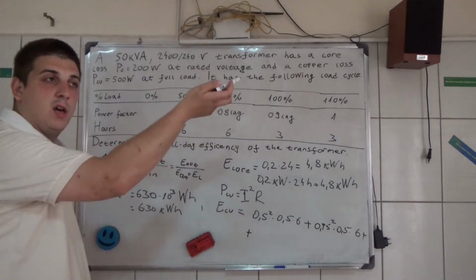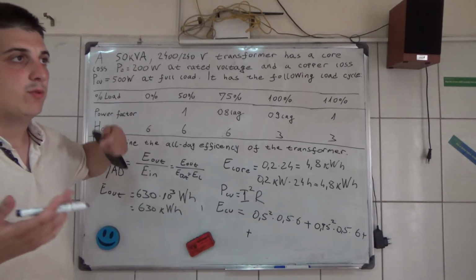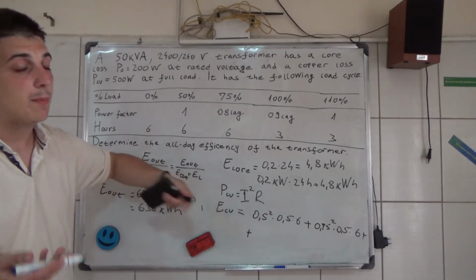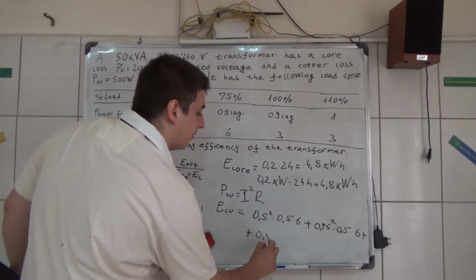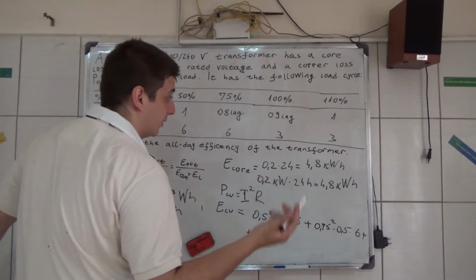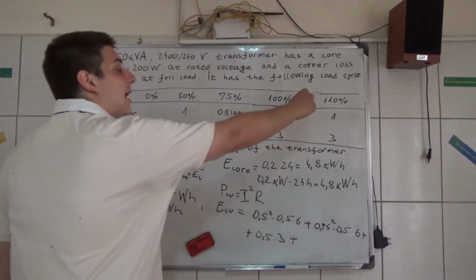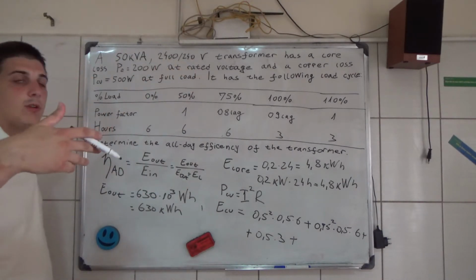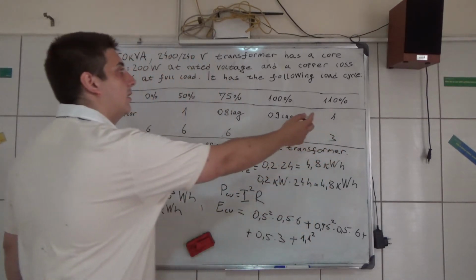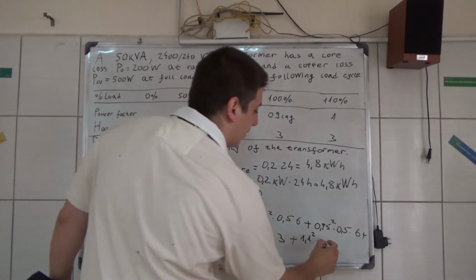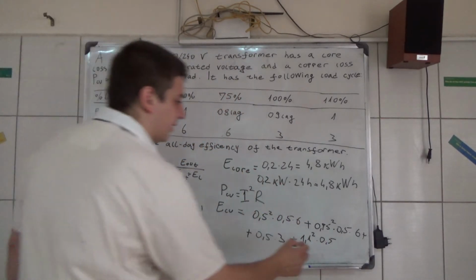100% of the current, but that is 1 in real number. So 1 squared is 1. You don't have to write 1 squared. If you want, you can write it down, but I will not do that. Times 0.5. 1 times 0.5 is 0.5 times the number of hours, that is 3. Plus 110% of the load, that is 1.1 squared, times the power, that is 0.5, and times the number of hours, that is 3.